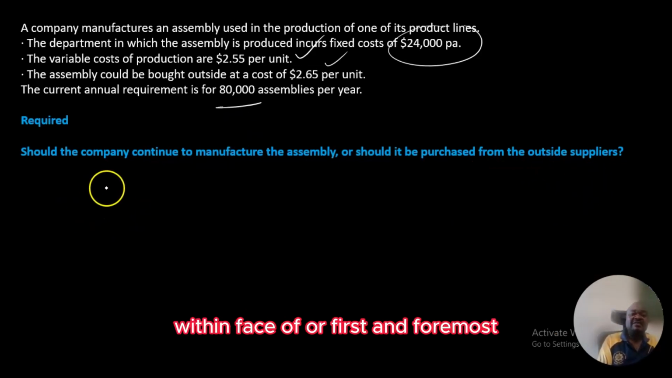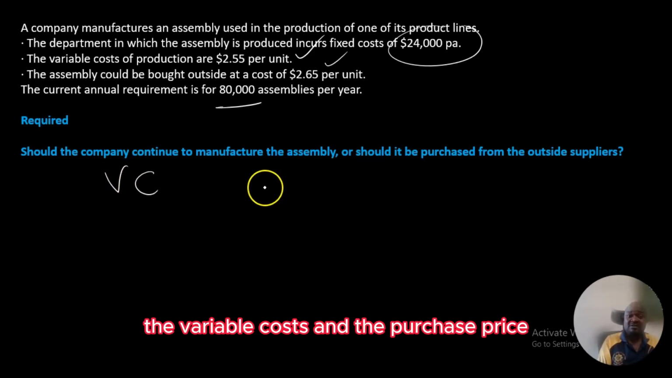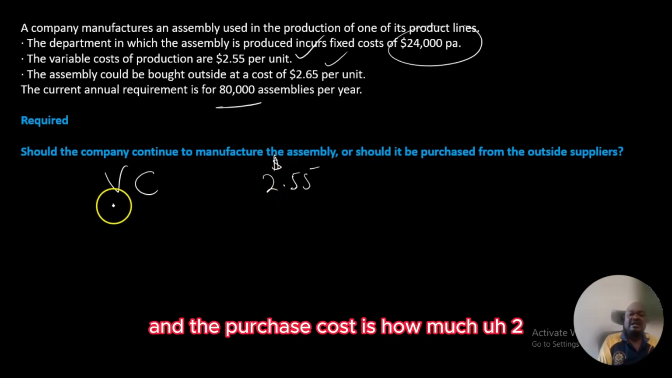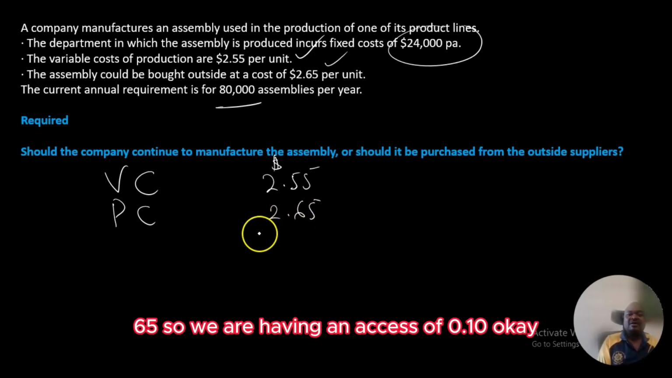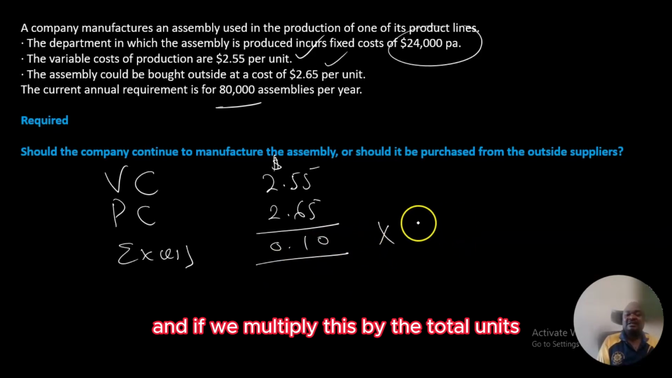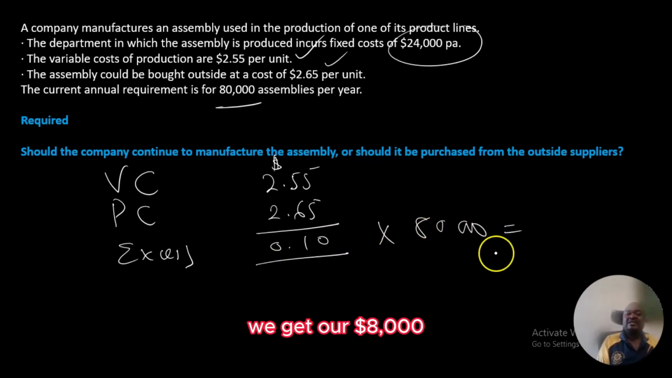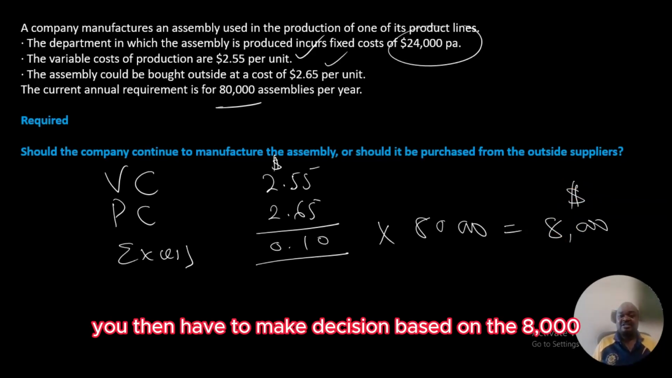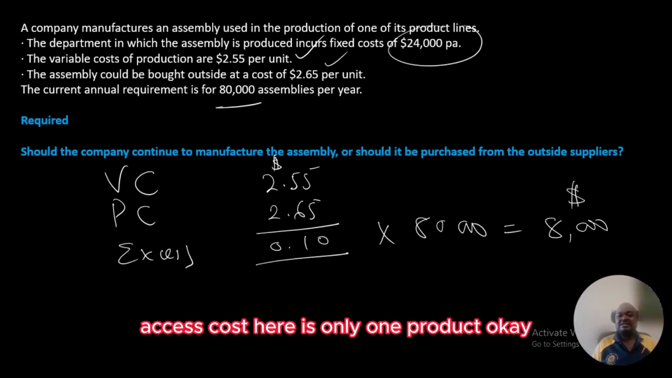So for that decision, we first and foremost compare the variable costs and the purchase price. So per unit, that's $2.55, and the purchase cost is how much? 2.65. So we are having an excess of 0.10. Okay, and if we multiply this by the total units, we get $8,000. Now you then have to make a decision based on the 8,000 excess cost.